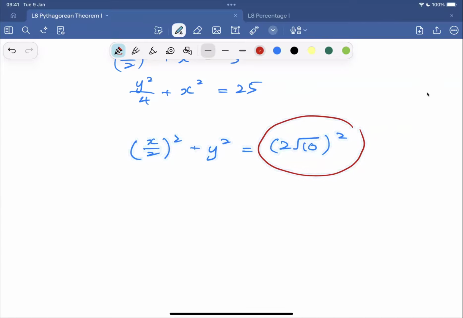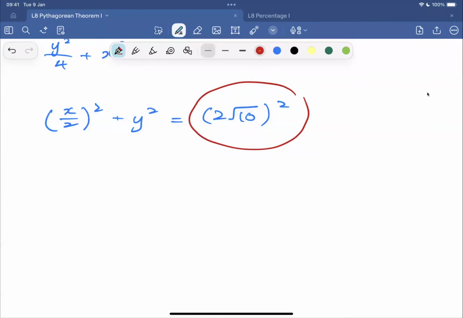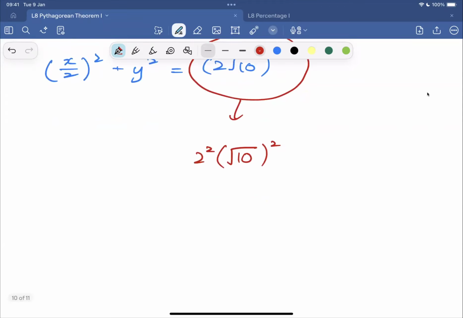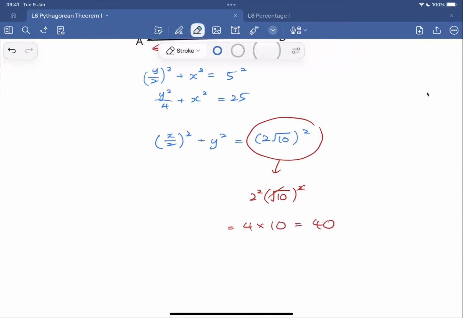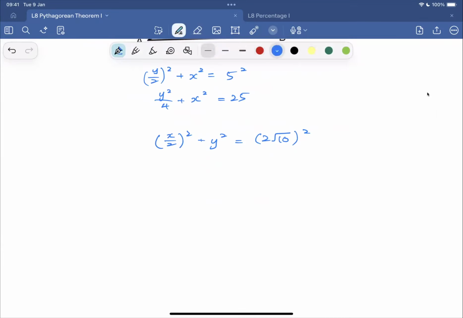Okay, so students, let me tell you how to do this. Basically, what you're doing is 2 to the power of 2 and also square root 10 to the power of 2. Remember, I told you that square root is the opposite of square. So 2 to the power of 2 is 4. Square root is the opposite of square, so they cancel each other out. Ta-da! That's how you do it. The answer is 40.